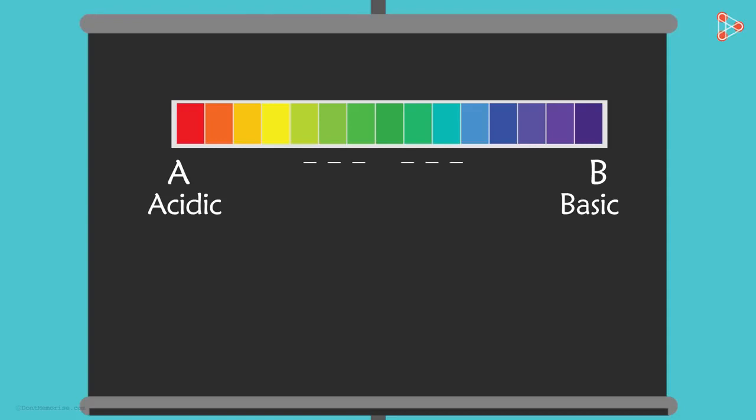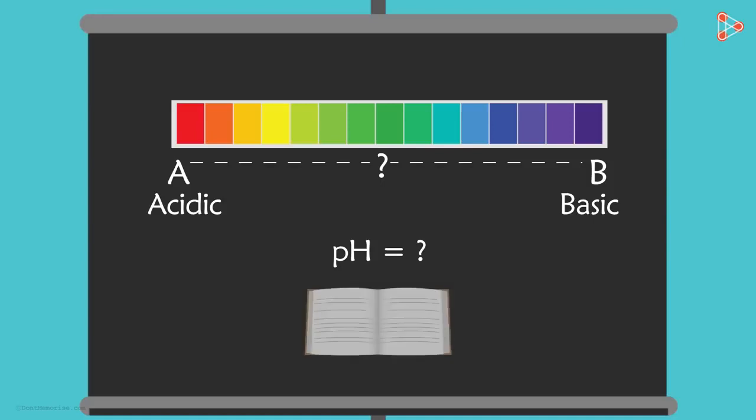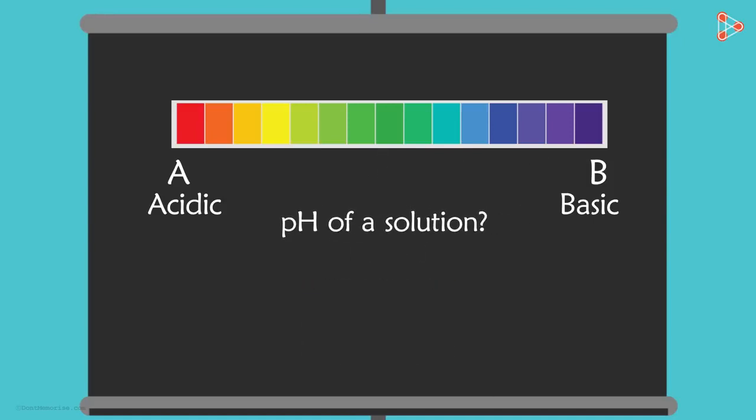And don't forget, we still don't know how the number on the pH scale is calculated. That involves logarithms which we haven't looked at yet. But how is the pH of a solution actually measured in real life? We'll see that in the next video.